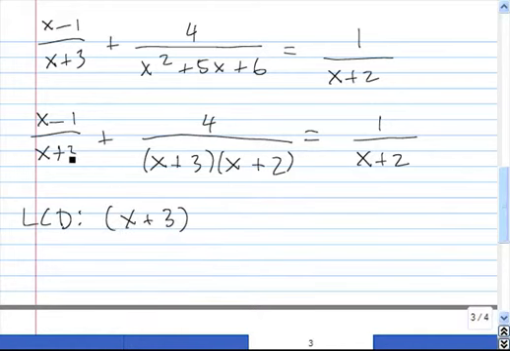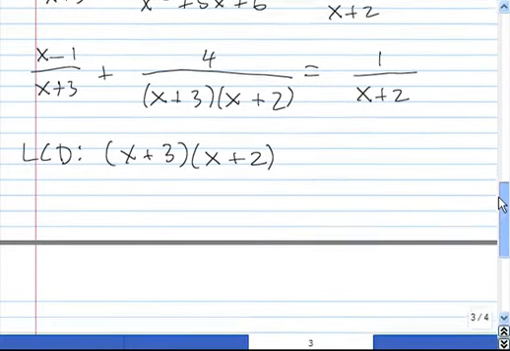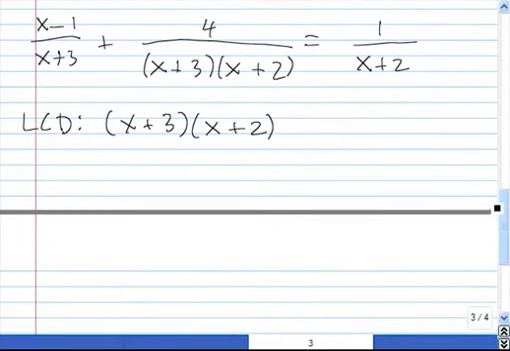And it should be raised to the first power because both of these x plus 3s are being raised to the first power. Next, because of this x plus 2 and that x plus 2, we know we have an x plus 2 in the LCD. And once again, it should be raised to the first power because this x plus 2 and this x plus 2 are both raised to the first power. So x plus 3 times x plus 2 is our least common denominator. Now we want to multiply both sides by the LCD.